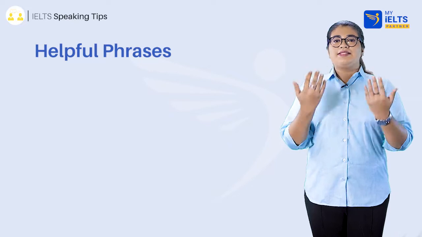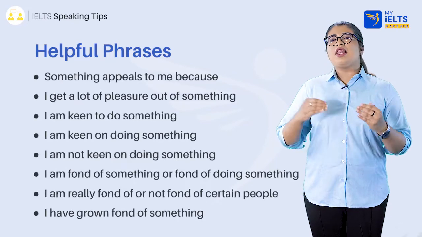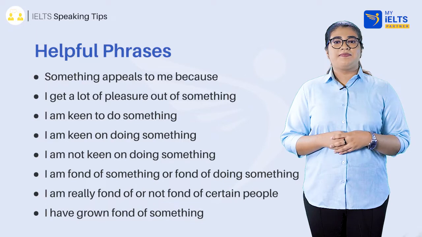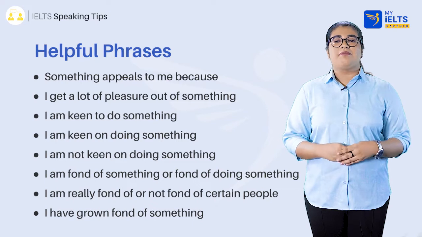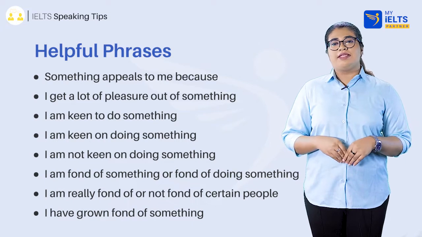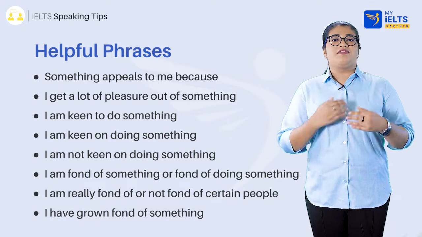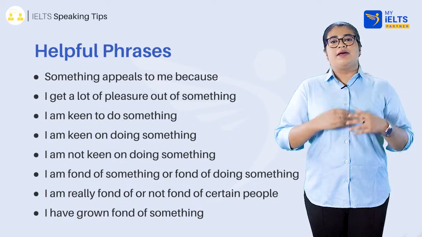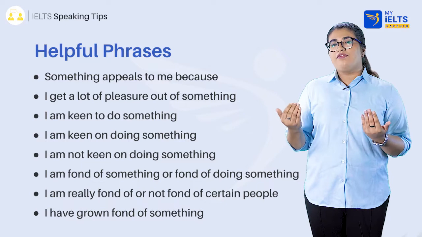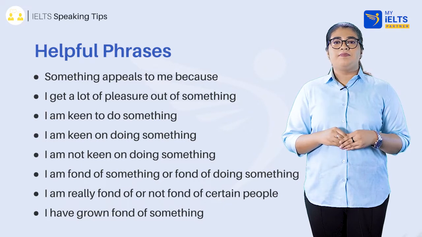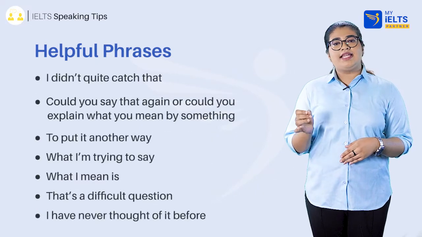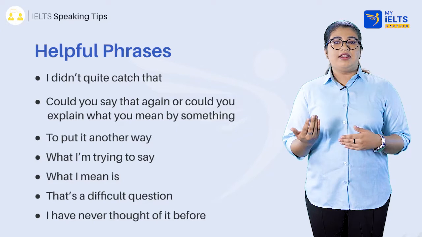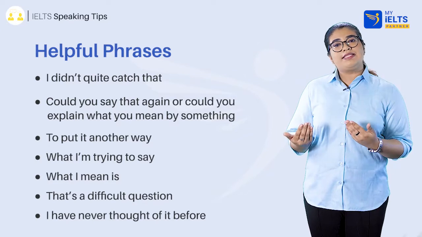Some helpful phrases are: something appeals to me because, I get a lot of pleasure out of something, I am keen to do something, I am keen on doing something, I am not keen on doing something, I am fond of something, I'm fond of doing something, I'm really fond of or not fond of certain people, I have grown fond of something, I didn't quite catch that. Could you say that again? Or could you explain what you mean by something?